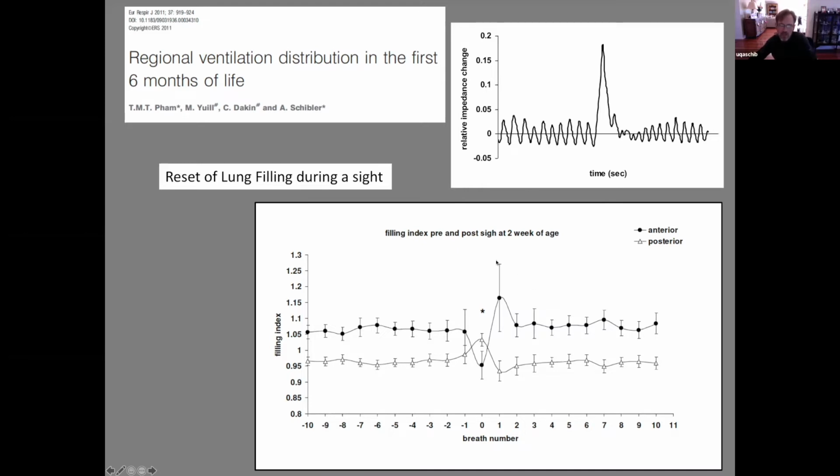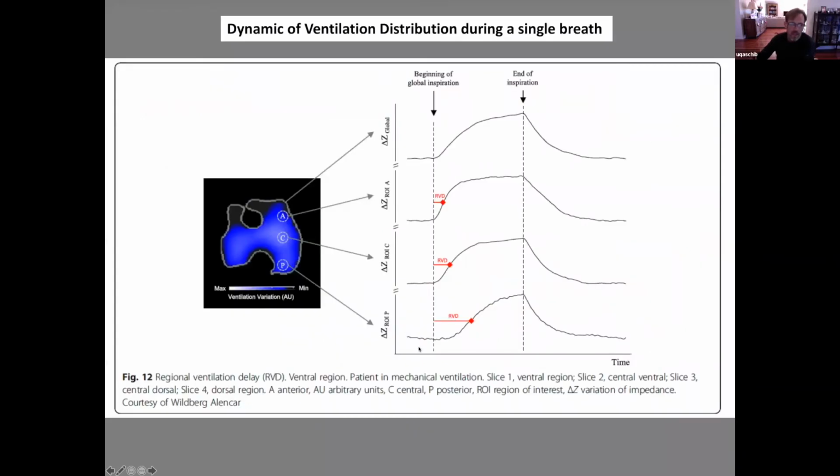So by using a filling index or some dynamic assessment, we can analyze where we ventilate and how the dynamic of filling is occurring. Here is a simple EIT analysis of inspiration that's performed using positive pressure support. The upper part is the global impedance change, and we can see the volume change during the inspiration is increasing overall.